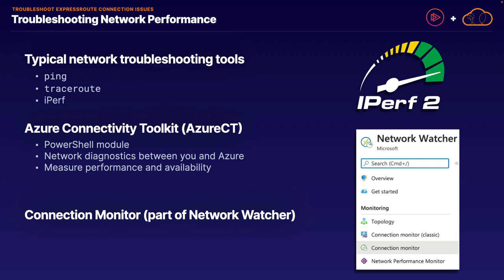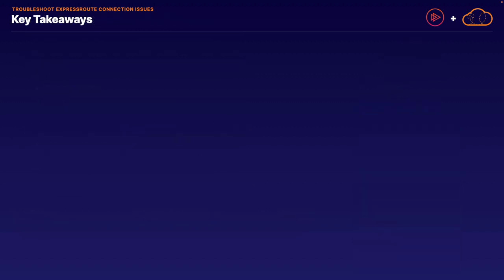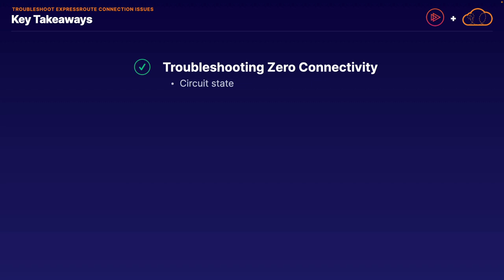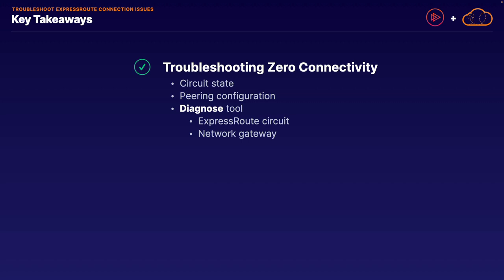With that, that's going to conclude this quick conceptual overview of a variety of ExpressRoute troubleshooting methods you should be aware of. Let's go ahead and review our key takeaways before we move on. We started with recommendations of troubleshooting zero connectivity within an ExpressRoute circuit you need to be familiar with, which includes verifying the circuit state, in other words, whether or not it is actually provisioned, checking your private peering configuration, and then using the Diagnose tool built into both the ExpressRoute circuit interface and our ExpressRoute network gateway interface as well.